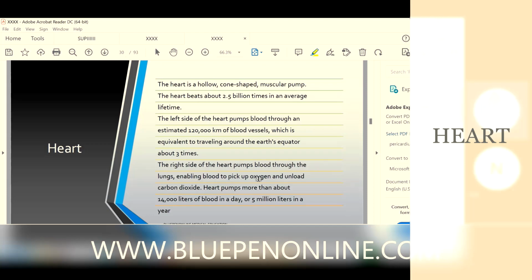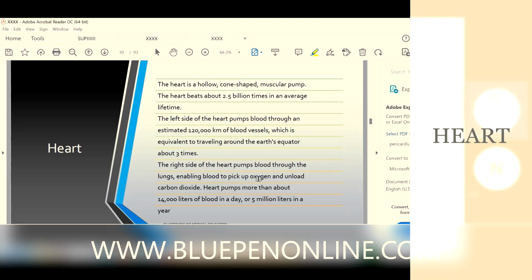So it enables taking in the oxygen and unloading the carbon dioxide. And the heart pumps more than about 14,000 liters of blood in a day. That means in 1 year, 5 million liters.